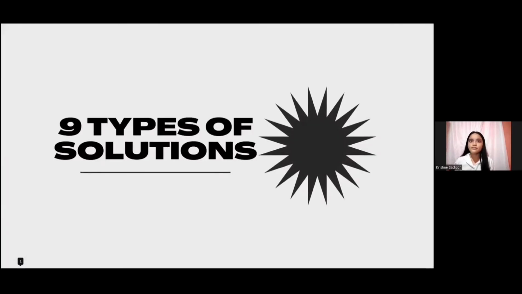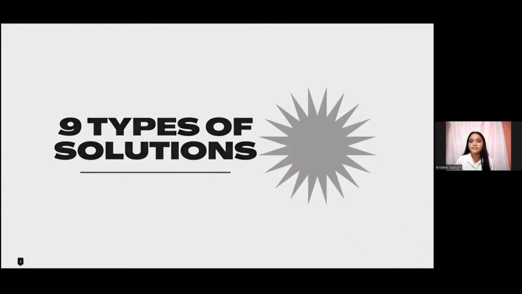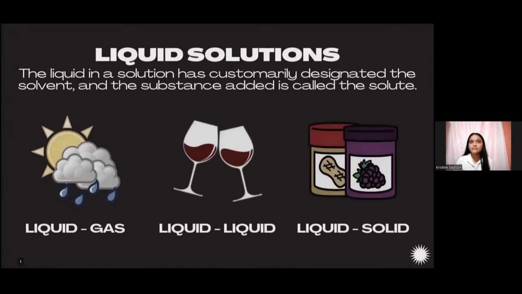Now, let's talk about the nine types of solutions. Next slide. First is the liquid solutions. The liquid in solution is usually referred to as the solvent, and the substance added as the solute. When both components are liquids, the distinction is lost. The one with the lower concentration is likely to be referred to as the solute. Any component's concentration in a solution can be stated in either weight or volume units.